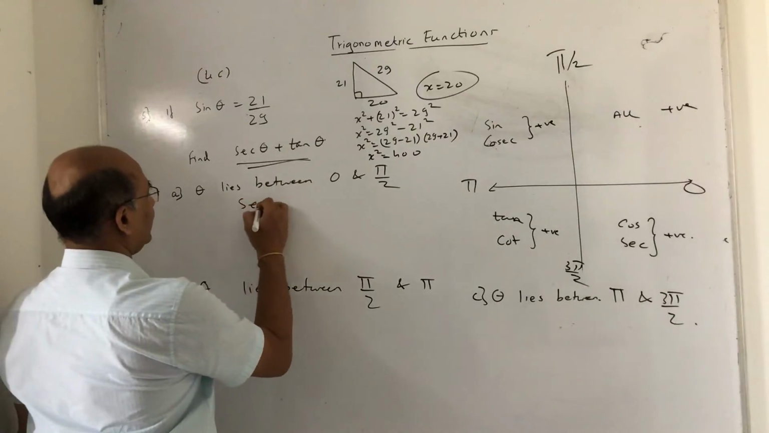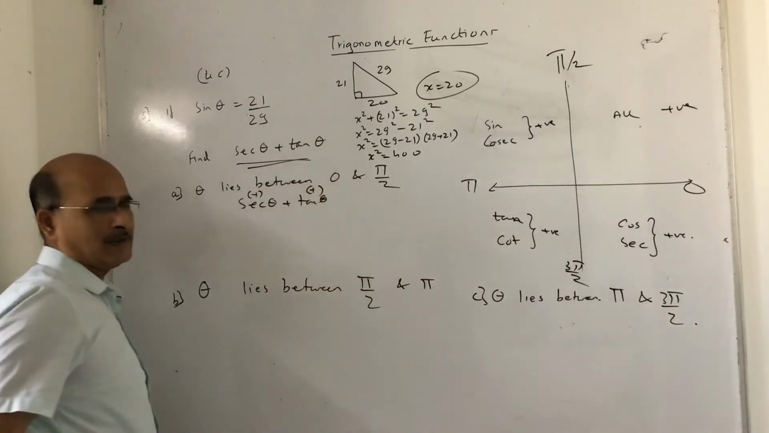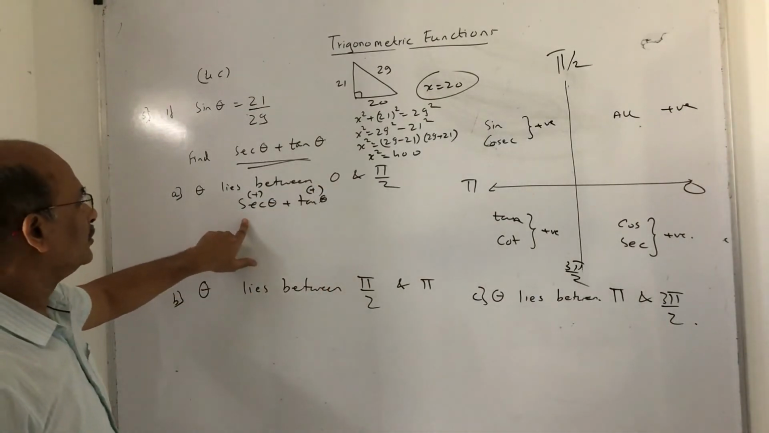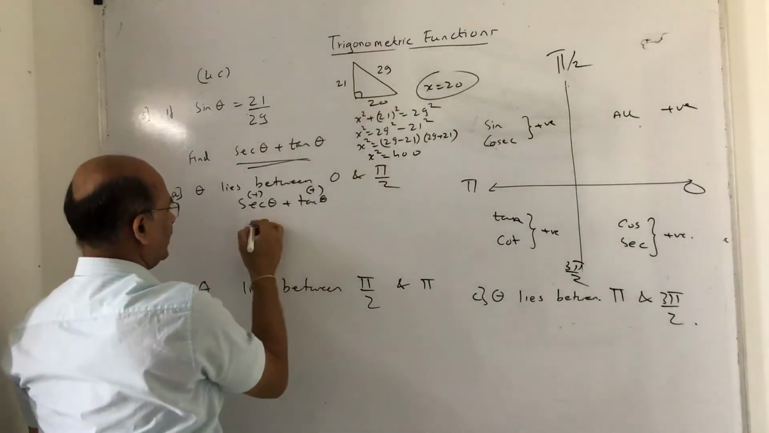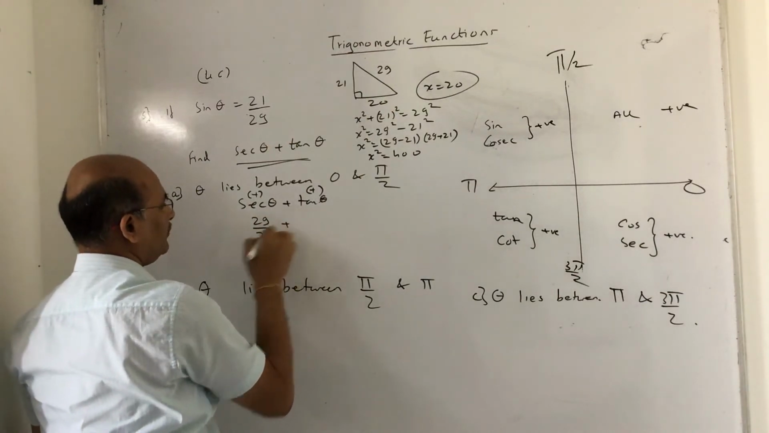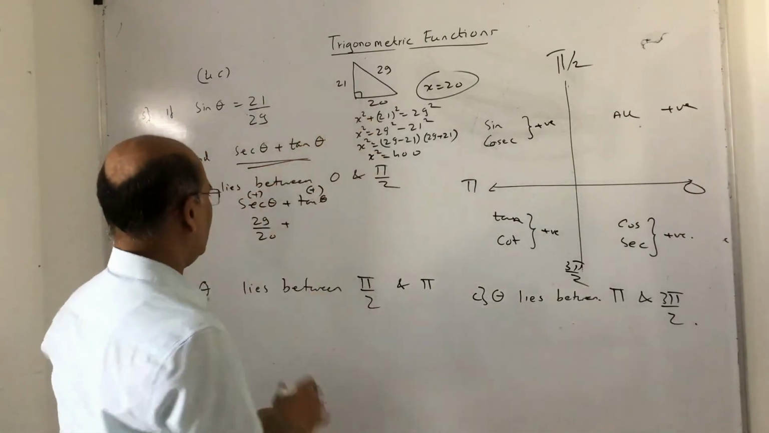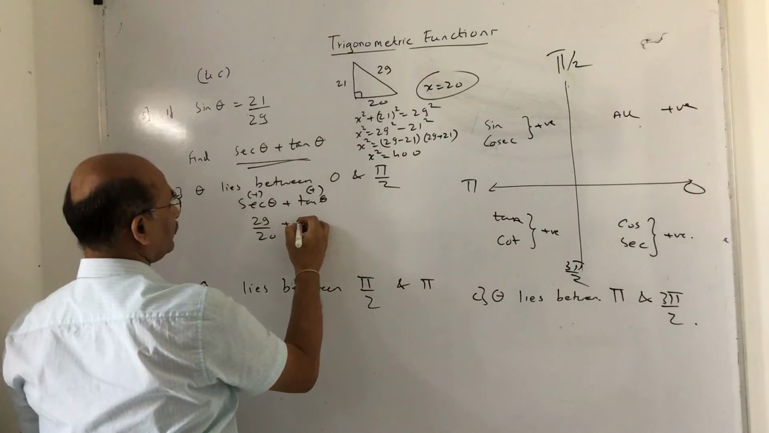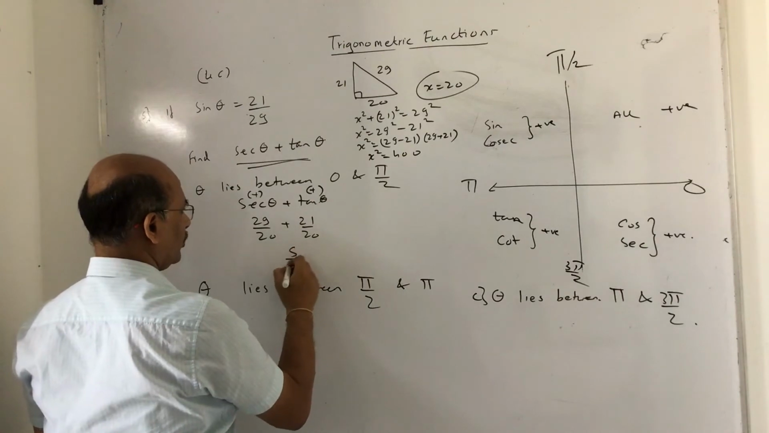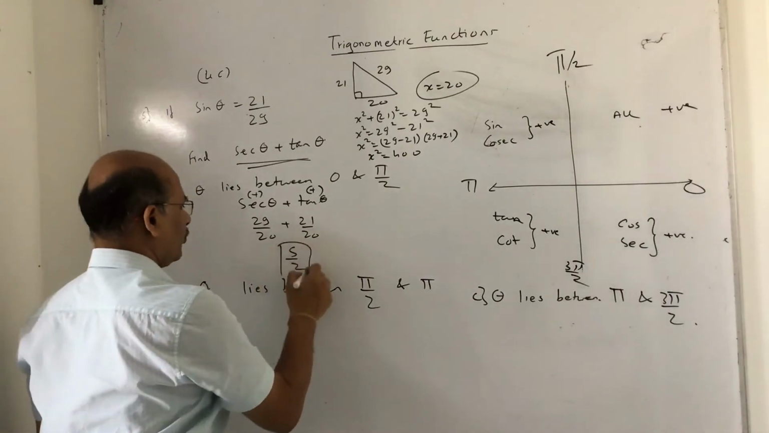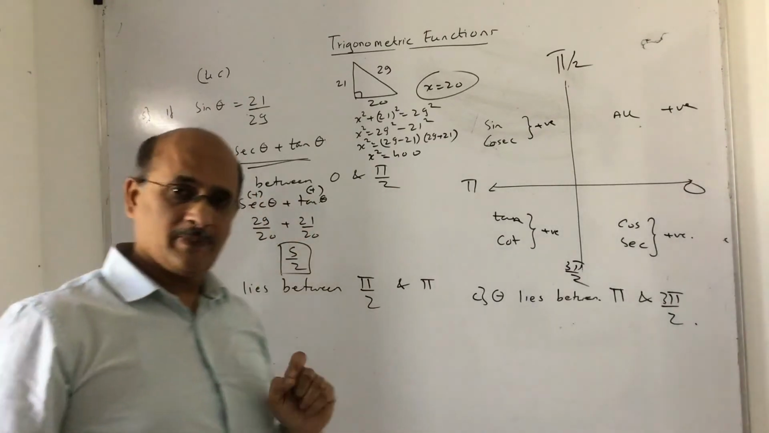So I will just write this expression here: sec theta plus tan theta. Just for your convenience, you can put the plus sign. Sec is the reverse of cos. Look at the figure. Cos is 20 upon 29, so sec is 29 upon 20, plus tan theta. Tan theta is nothing but opposite upon adjacent, which I believe is 21 upon 20. So 29 plus 21 is 50 upon 20, that is 5 upon 2. So this is the value of this expression. Putting the sign convention is a very important part which you have to keep in mind.